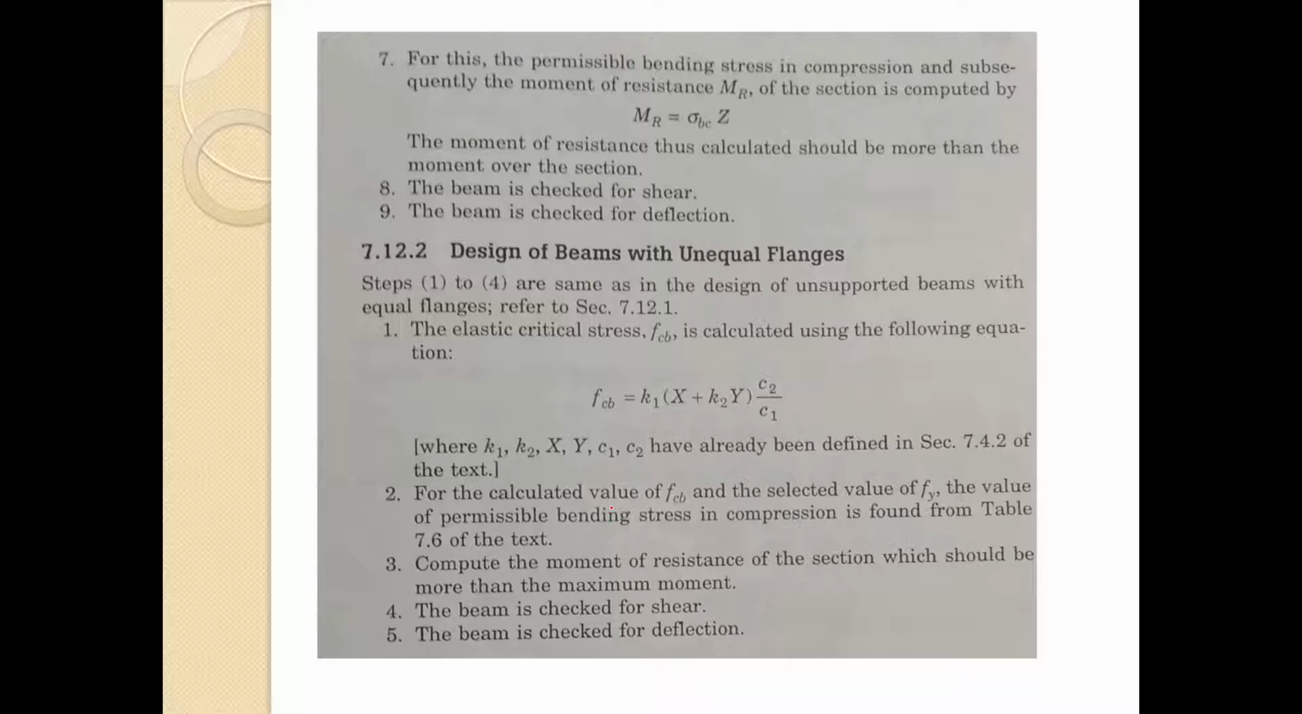Then compute the maximum moment of resistance of the section, which should be more than the maximum moment. The beam is again checked for the shear and the deflection. So you will see all these things in the code.